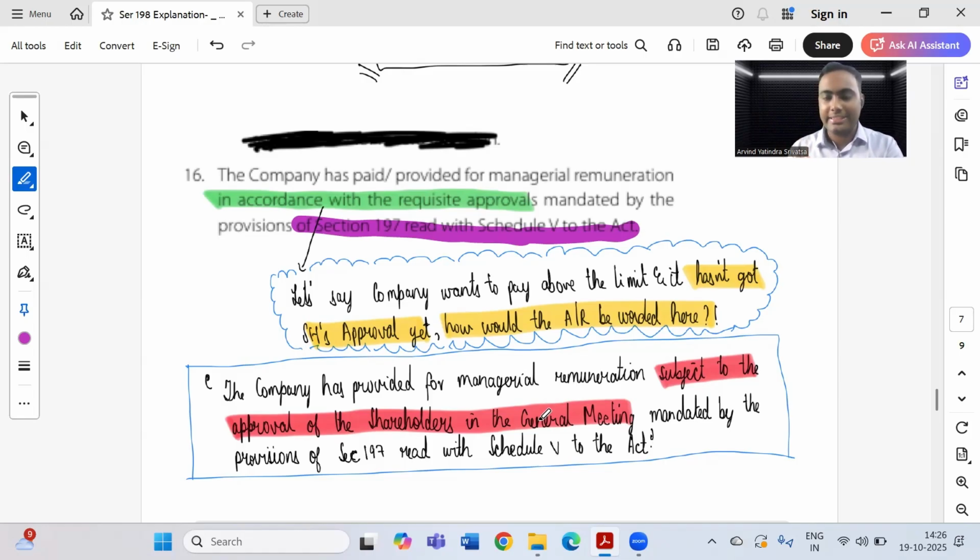Suppose, let us say the general meeting was held before the date of signing the audit report, and let's say the special resolution failed. In such a scenario, the director would have to refund the amount, right? So in this scenario, the language in the audit report would be that the company has provided for managerial remuneration in excess of the limits prescribed under section 197, and the excess amount is held in trust by the director. That would be the language coming in the audit report, and we would have to also consider the other implications on the audit report because of this. I hope that is very clear, guys.